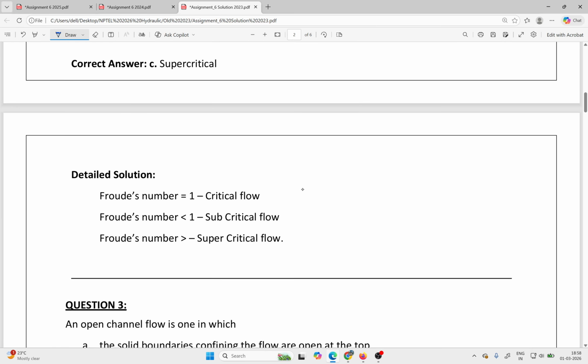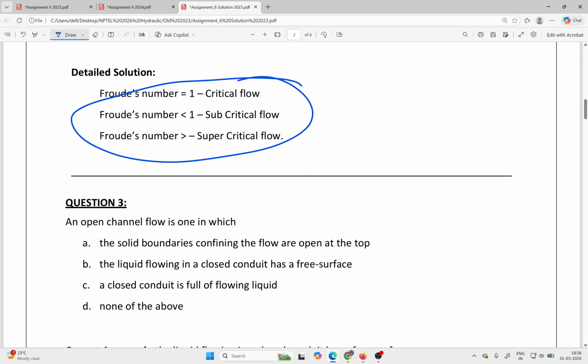Here the explanation is given. You can see very clearly. Next question is on open channel flow. An open channel flow is one in which, this is a new question, the solid boundaries that confine the flow are open at the top. The liquid flowing in a closed conduit has a free surface. A closed conduit is full of flowing liquid. None of the above.